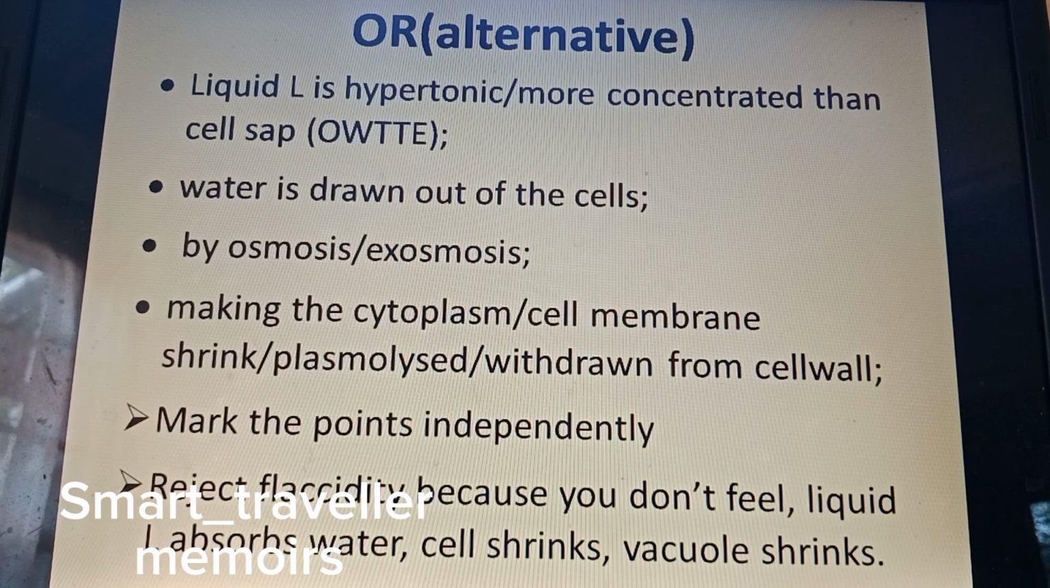So here, what you do is mark the points independently, okay? If you fail by osmosis, don't worry. You mark them independently. Reject flaccidity because you don't feel, liquid L absorbs water, cells shrink, vacuole shrinks. So don't entertain anyone saying flaccidity. The cells become flaccid, you are not touching that. This was microscopic work.